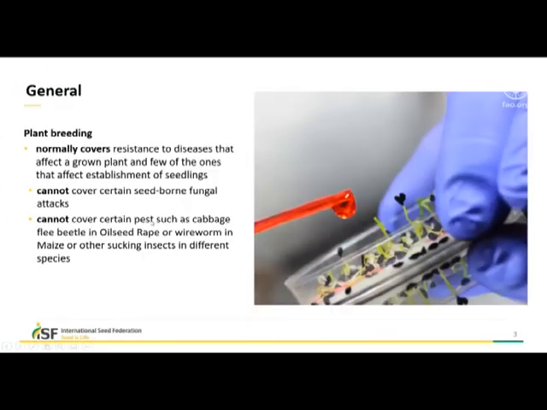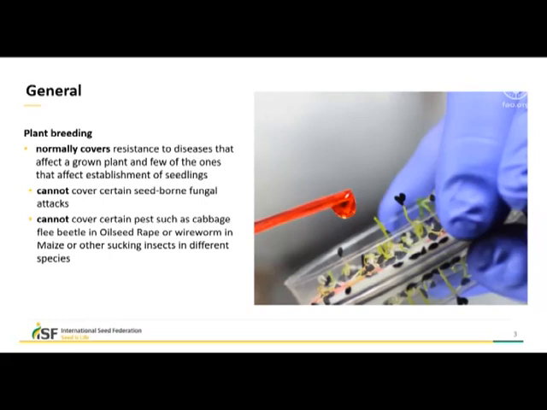But on the other side, plant breeding cannot cover certain seed-borne fungal attacks and cannot cover certain pests such as cabbage flea beetle in oilseed rape or wireworm in maize. Maybe these are not crops which you are handling in certain areas of the world, but for Europe, oilseed rape is quite an important one. And we see clearly that working against insects is a very important part of the success of a crop.